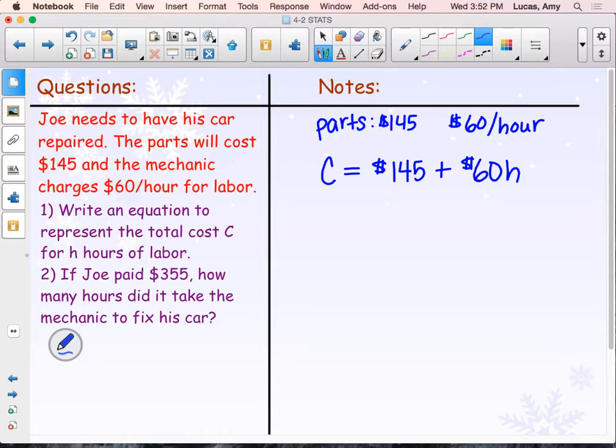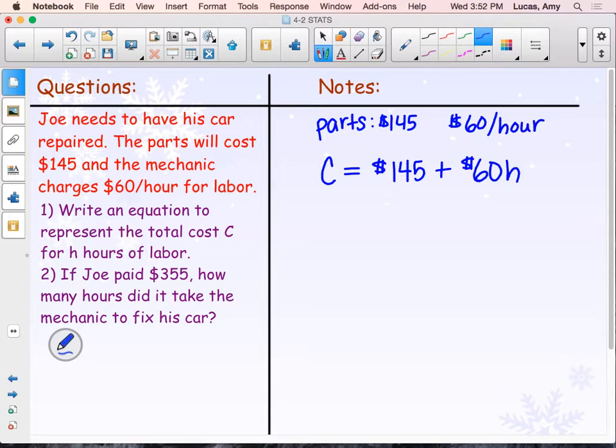What's important here is that you recognize where to put your variable. The $145 happens only once. That's like our starting point. It's kind of like our intercept. So the parts happen once. The hours, the $60 an hour for the mechanic, we don't know how many hours it's going to take, so that's where the variable goes. It's happening more than once. Like it could be 2 hours, 3 hours, 4 hours. So that's where the variable needs to be on the $60 per hour. The per, like the slash per hour, that's a sign that that's where your variable would go, the word per.